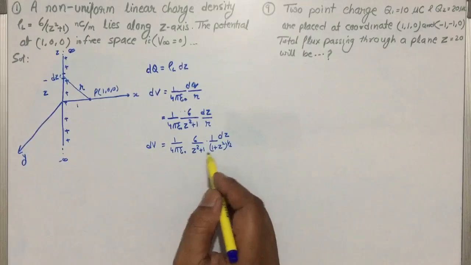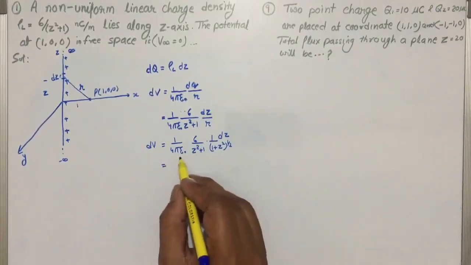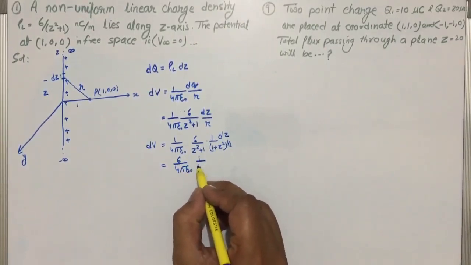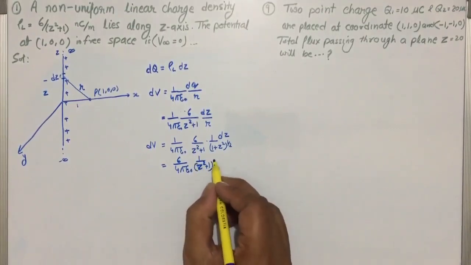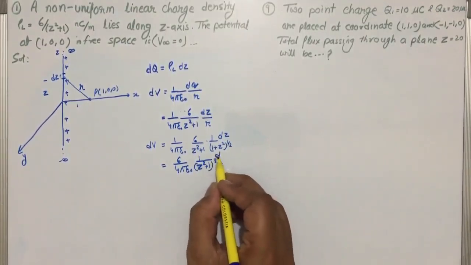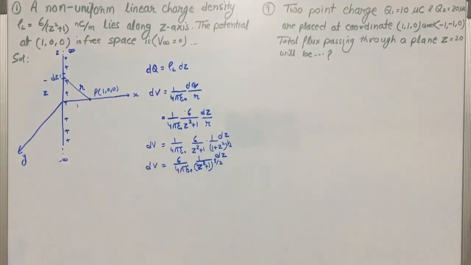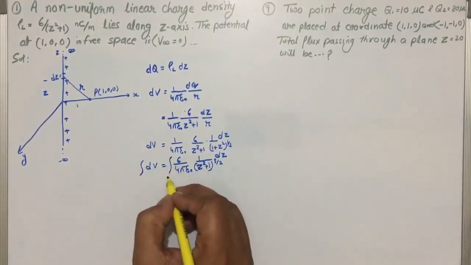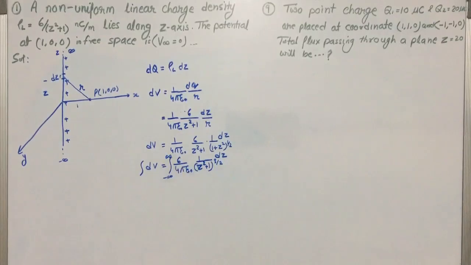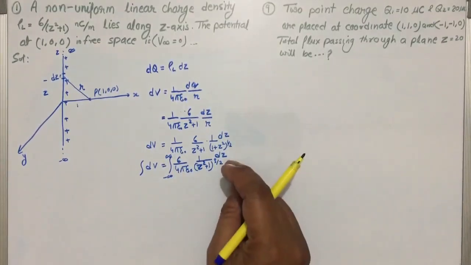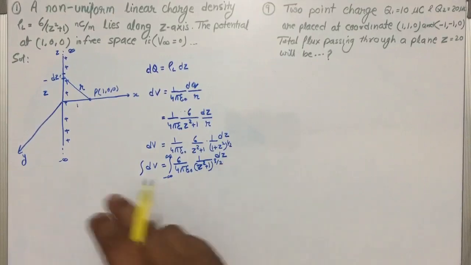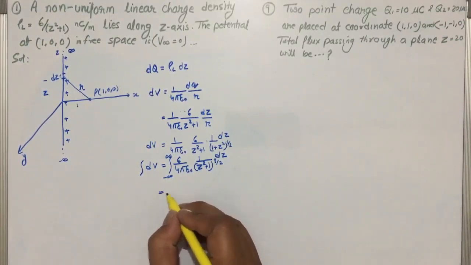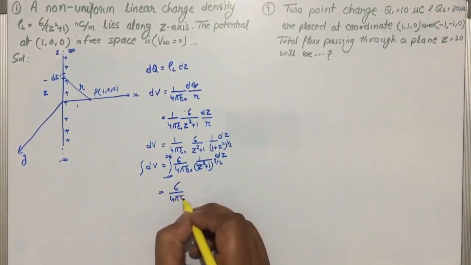If we simplify this, it will be 6 by 4 pi epsilon naught times 1 by (z square plus 1) to the power 3 by 2, dz. It will give you dV. For the full distribution of the charge, integrate this. The limits of integration should be from minus infinity to infinity, since z varies from minus infinity to infinity. Now we just integrate 6 by 4 pi epsilon naught.